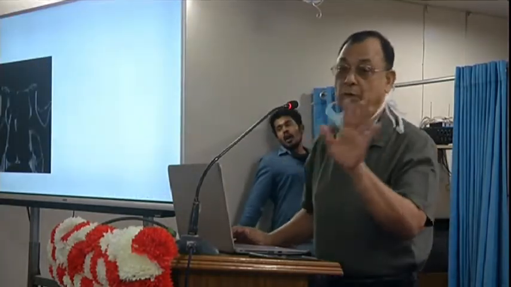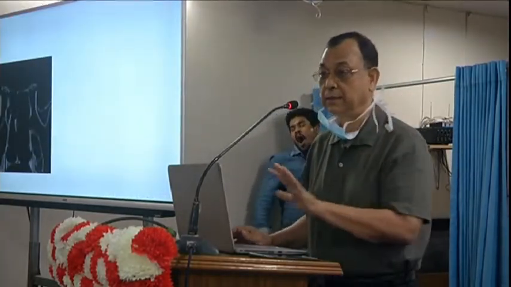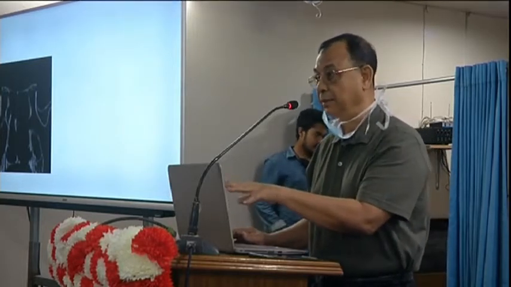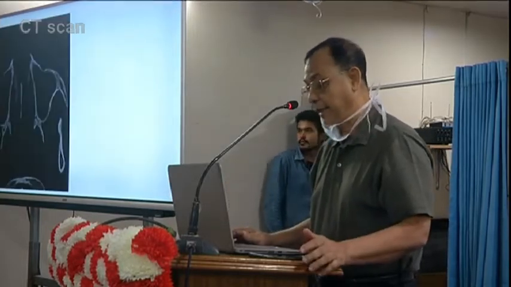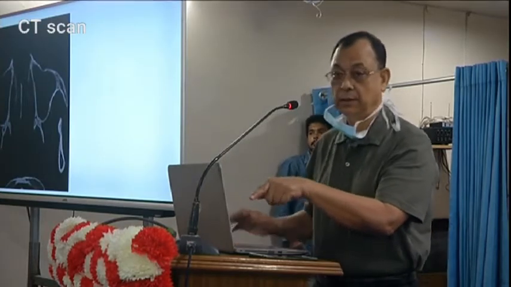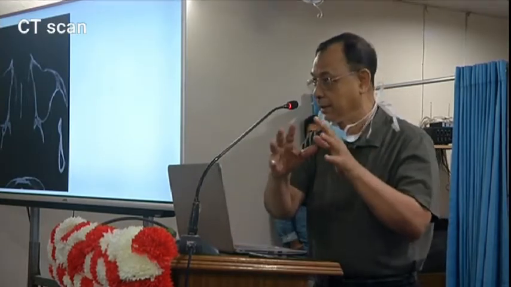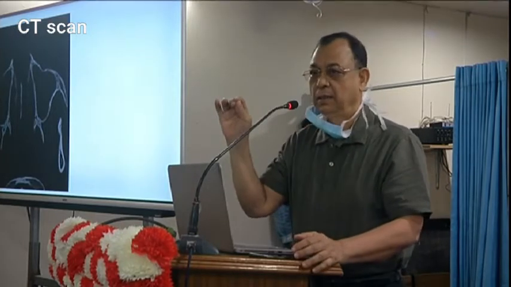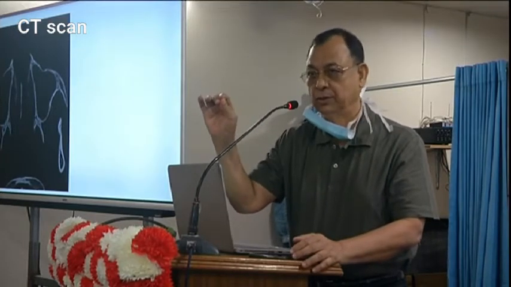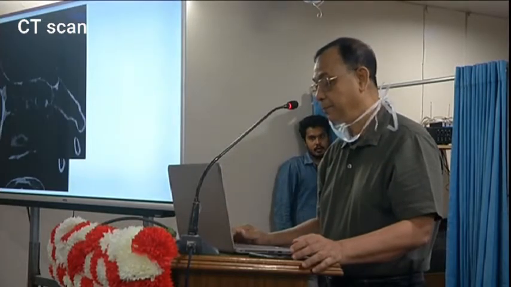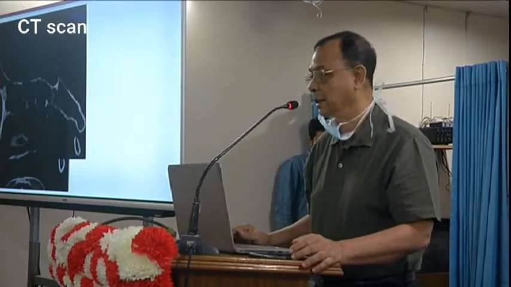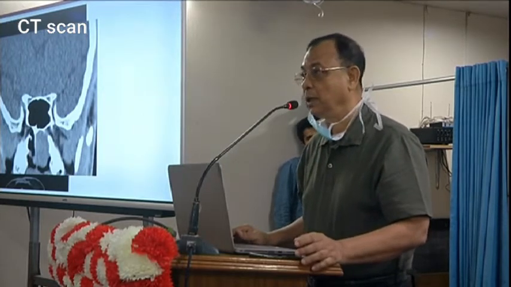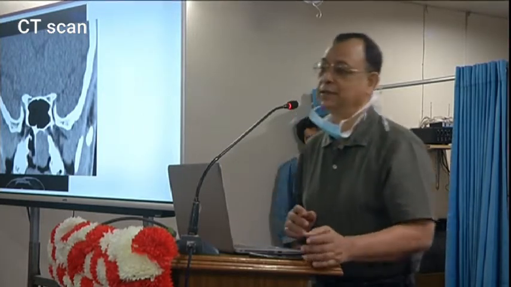Just have a look at the CT scan. Here is the CT scan. This is the mass on the left side. See on the right side, the hole is in the nasopharynx. Just at the pterygopalatine fissure, a glimpse of the mass was present. This is a sagittal view. Again, this is a soft tissue window.